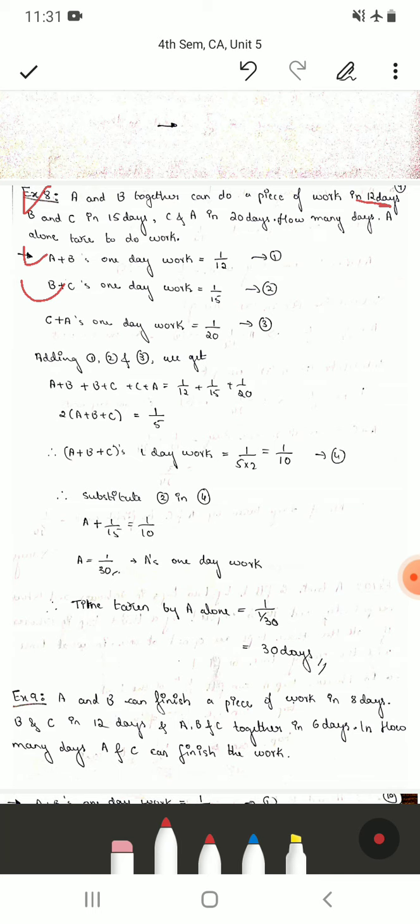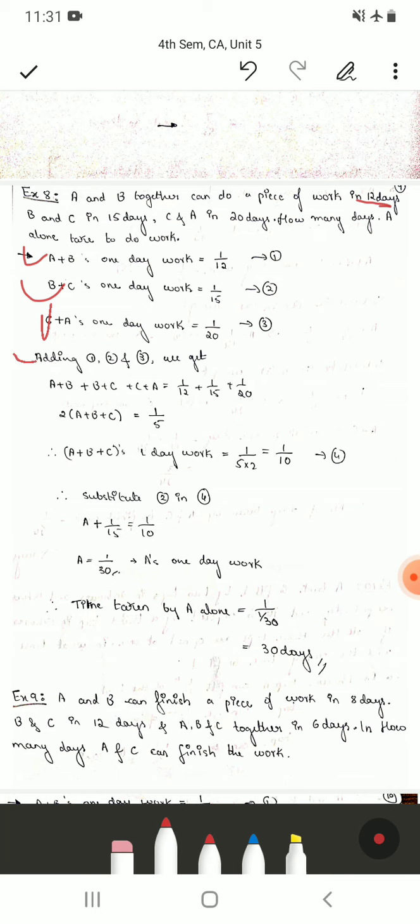Similarly, B and C together are working for 15 days. Therefore, B plus C's one day work will be 1 by 15. We'll take it as equation 2, and C plus A's one day work is 1 divided by 20. They are taking 20 days to complete a piece of work, so every day they are going to do 1 by 20th of the work. We take it as equation 3.